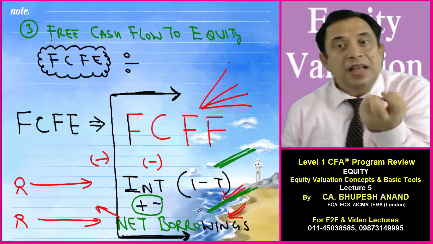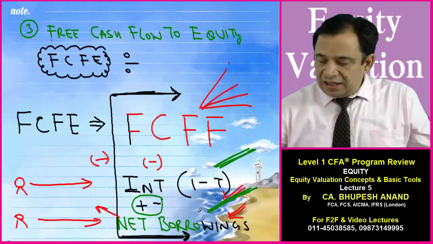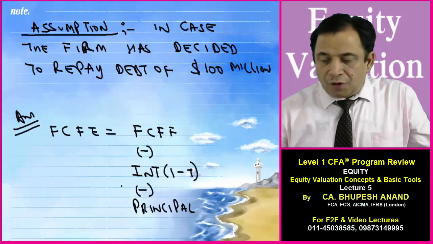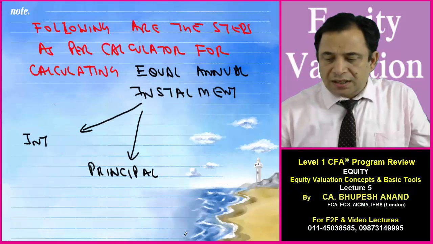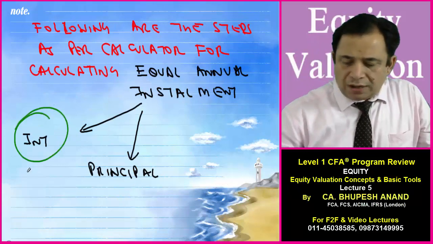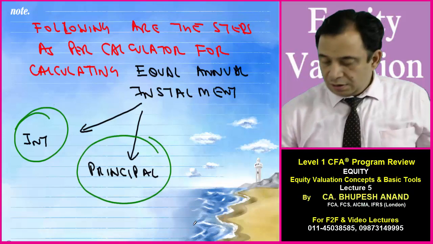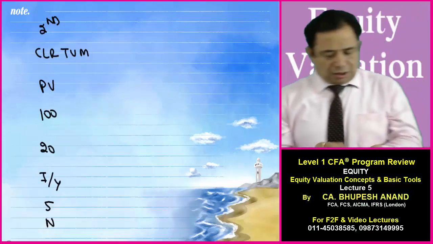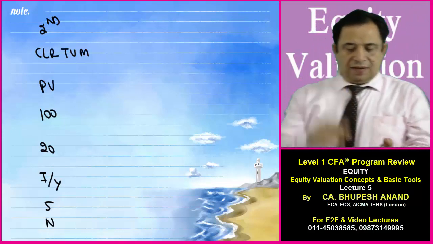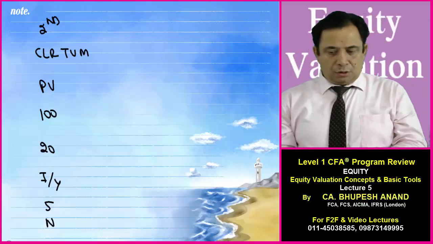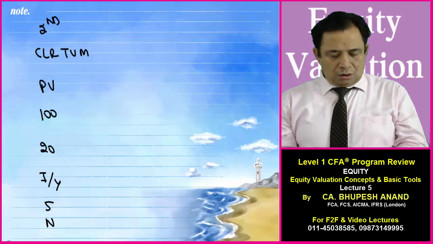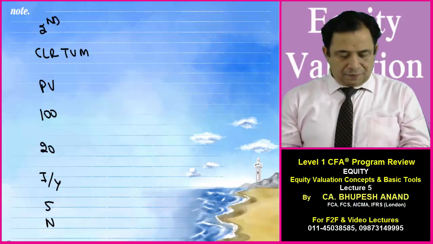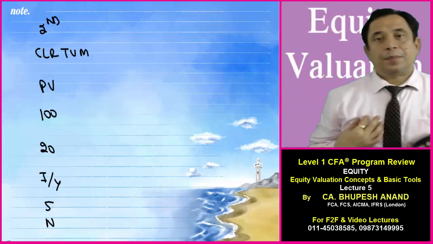So the first point is I should know how to calculate interest into 1 minus tax and net borrowings. Now for this I am using the calculator because I want to calculate interest and principal. So just see the calculator and please take out your calculator. Second, clear TVM. So I'm going to start with present value. You know, present value is 100.